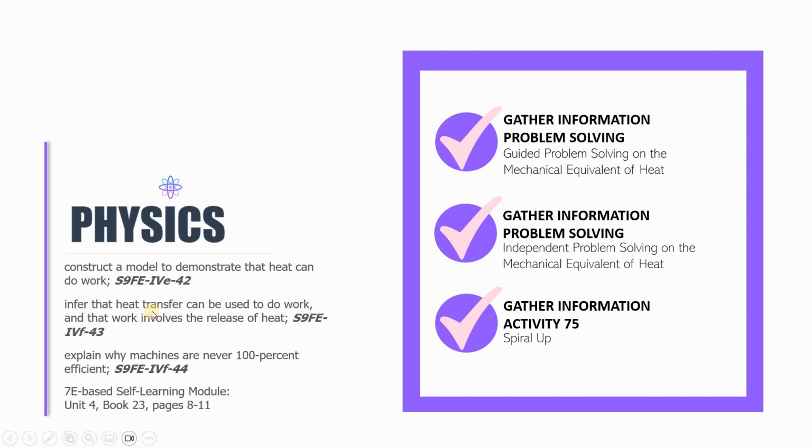Now, the second learning competency is focusing on inferring that heat transfer can be used to do work and that work involves the release of heat. And then the last learning competency is that you should be capable of explaining why machines are never 100% efficient. All of these parts of this session are found on pages number 8 to 11 of the 7E-based Self-Learning Modules Unit 4, book number 23.